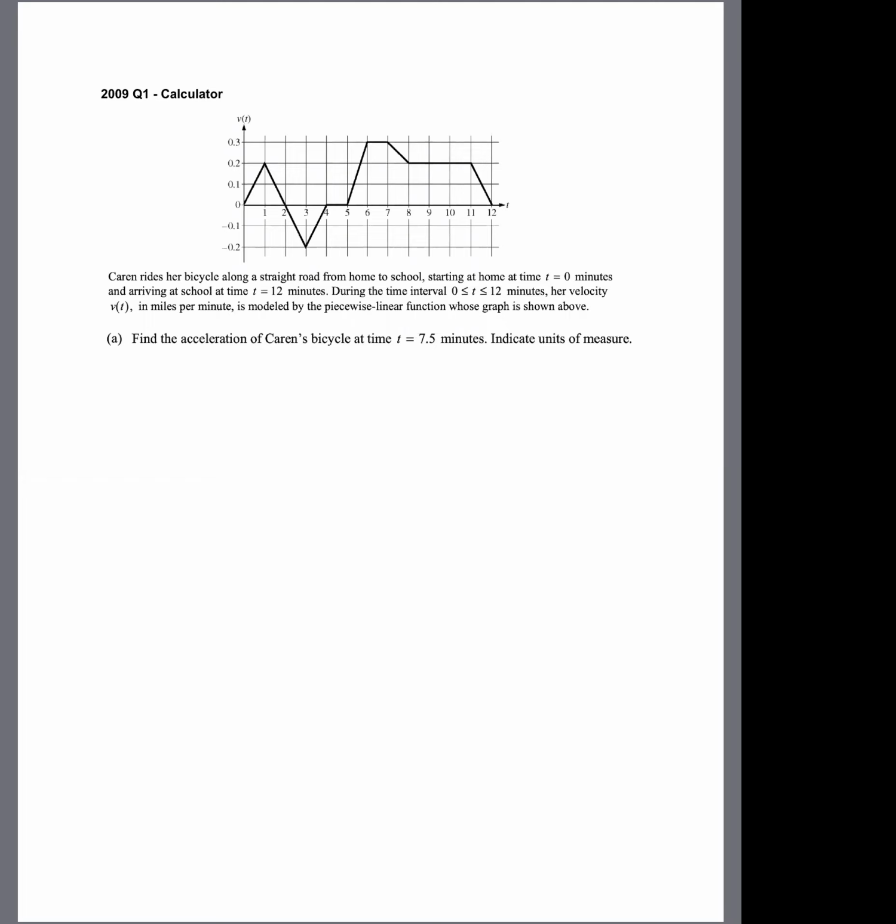So it says, this is 2009 Q1: Karen rides her bicycle along a straight road from home to school, starting at home at time t equal to 0 minutes and arriving at school at time t equal to 12 minutes. During the time interval from 0 to 12 minutes, her velocity in miles per minute (it's always good to know the unit of measure, so I always like to highlight that) is modeled by the piecewise linear function whose graph is shown above. So this is v of t. That's your velocity.